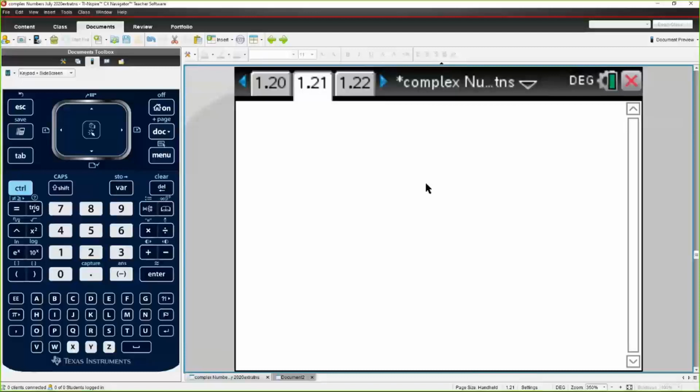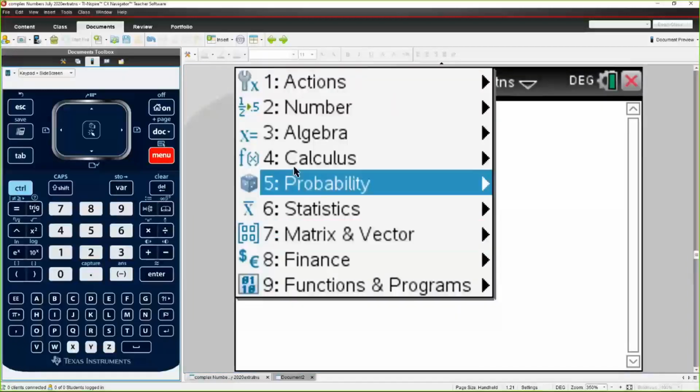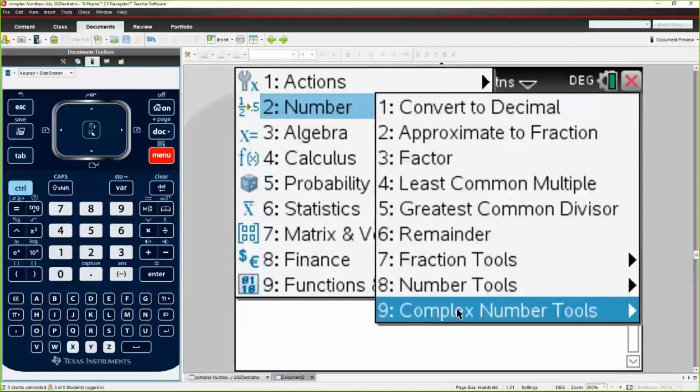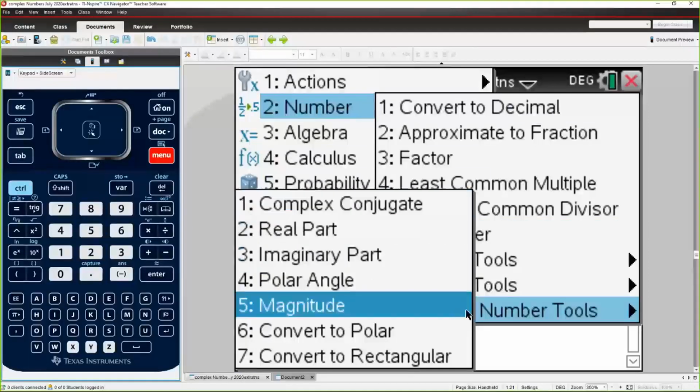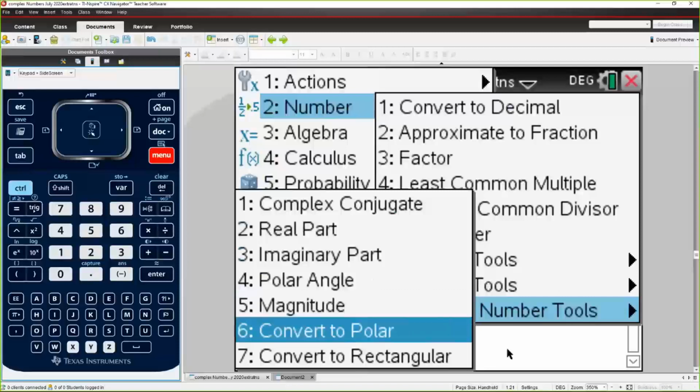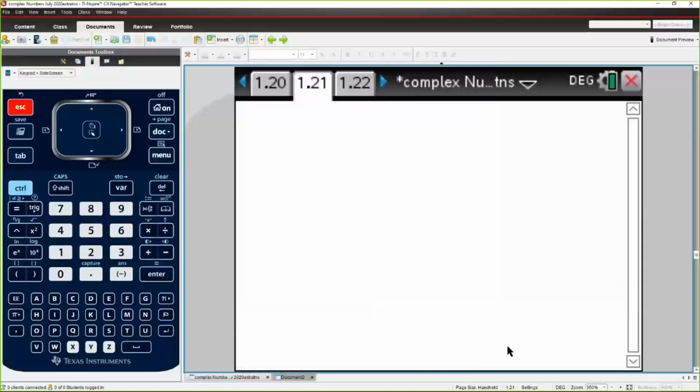Now, just in starting, I might quickly reiterate that if you're in a calculator page, menu, numbers, complex number tools, all of those basic calculation requirements that you have for complex numbers can be done there. So if you aren't familiar with the calculator and you need to look at those, go back and check on the website. We addressed those in some of the webinars that we did at the end of term 1. So have a look at those.